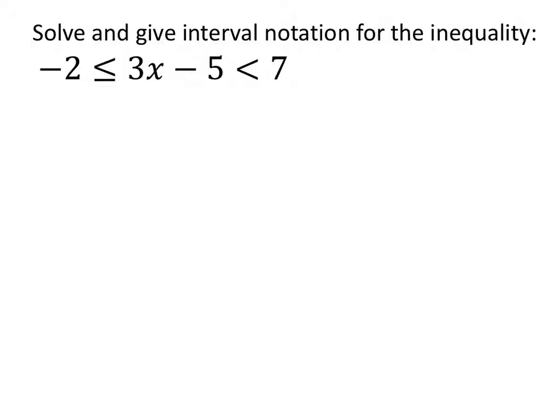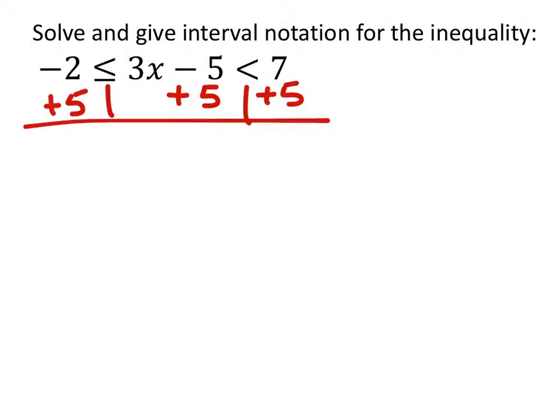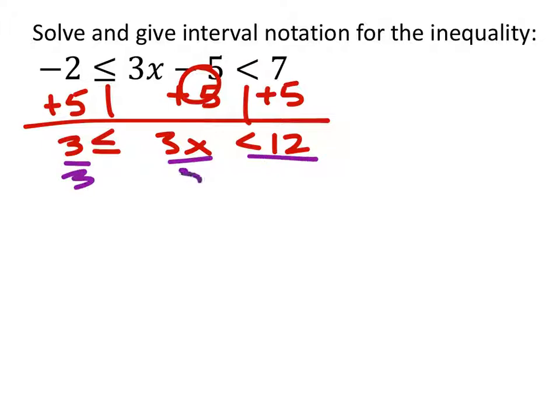Alright, on this one, same deal. Principles of equality, but for all 3 parts. So the first thing I'm going to do is add 5 to all 3 parts. So I've got 3 is less than or equal to 3x. 5's zeroed out. That's less than 12. Then we'll divide all of these by 3. And I got 1 is less than or equal to x, which is less than 4.